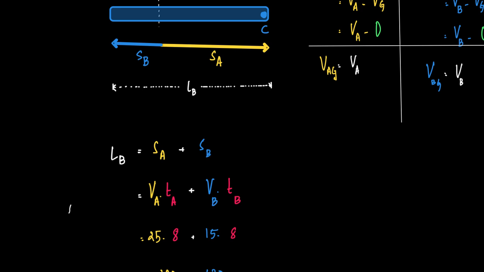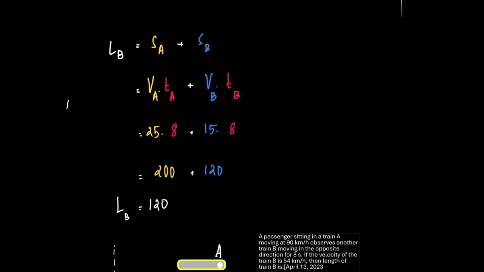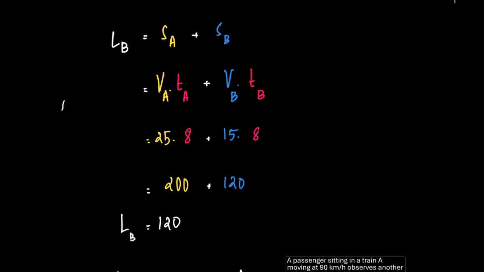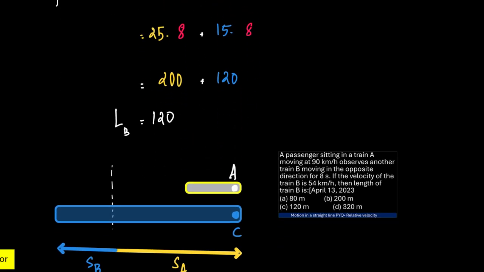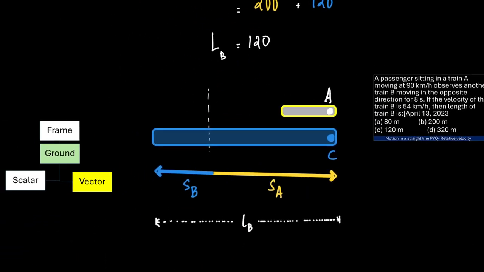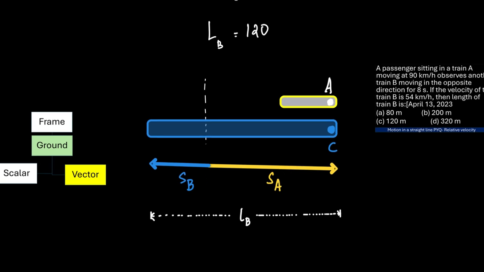VA is 25, VB is 15, time is common for both, 8 seconds. Therefore, what we get is 25 into 8 plus 15 into 8, which is 200 plus 120. This much is 200 and this is 120. Therefore, length of B will be equal to 200 plus 120, which is 320.